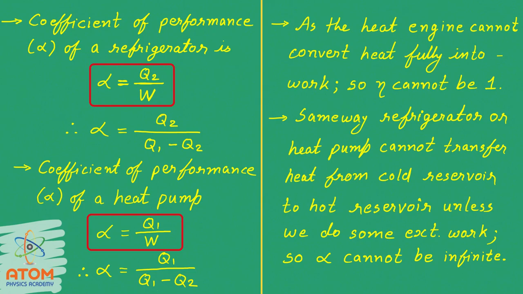So finally we have to remember that in case of a heat engine the efficiency eta cannot be 1, that means it cannot be 100%. The same way in case of a refrigerator and heat pump, the performance coefficient or say coefficient of performance alpha cannot be infinite.